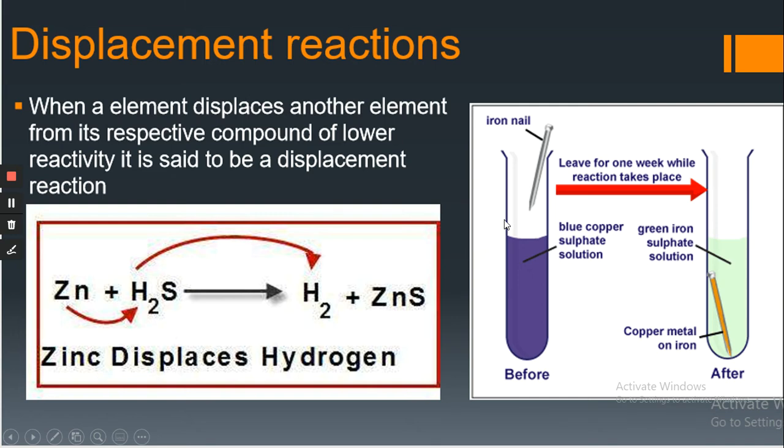One more example, take a copper sulfate solution. The color of copper sulfate solution is blue, and put an iron nail in the solution. Now leave it undisturbed for 1 week. After 1 week, what will you see? You will see a green color solution and copper metal on the iron. So this green color solution is iron sulfate solution. This is the displacement reaction.